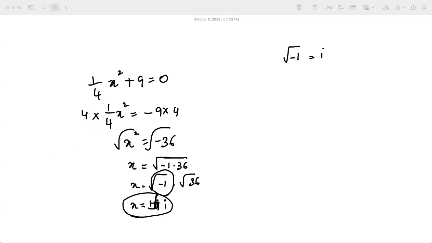Okay, how about this? I'm going to give you this then. Let's try this one: -5x squared plus 3 equals 10.